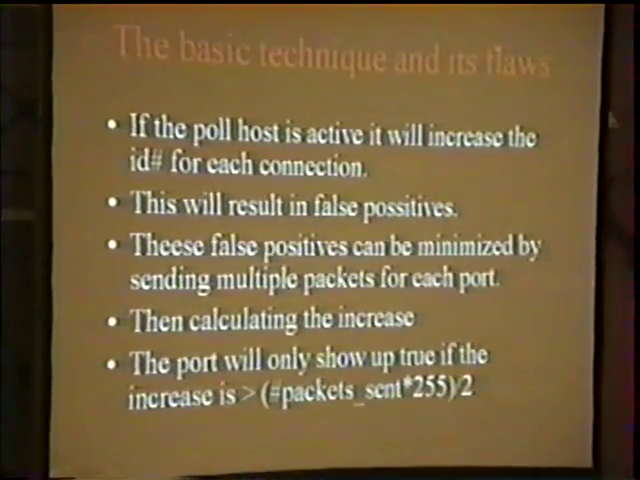So basically, the port will only show up true if the increase is number of packets sent times 255 in Win2K, or times 1, divided by 2. That is calculating a 50% packet loss. We'll still get true positives even with a 50% packet loss. So we can minimize all these false negatives, even if there was an open port and the packet died. Even if half of the packets die, it will still show up in my tool. So it's quite a bit more stable.